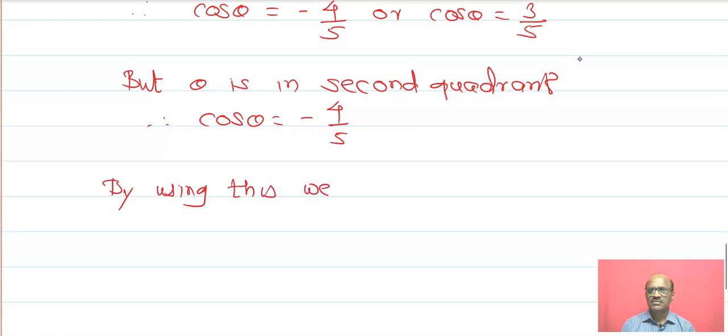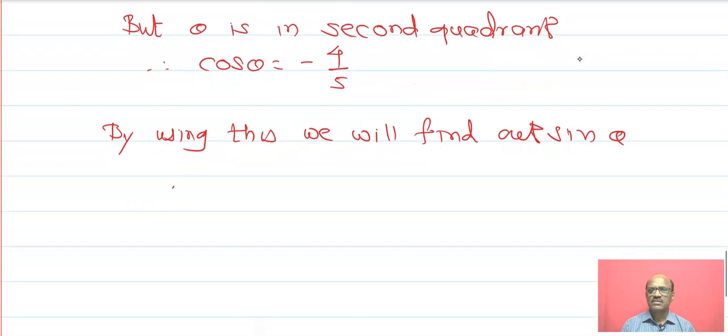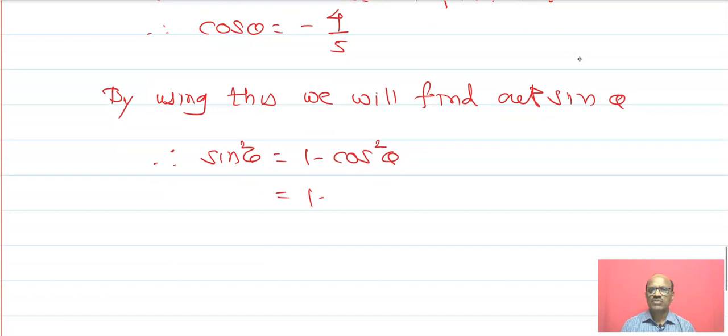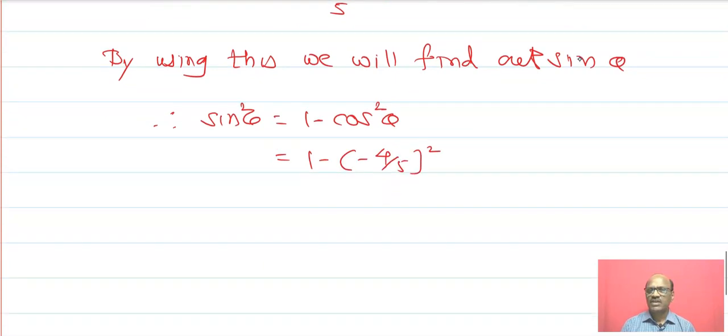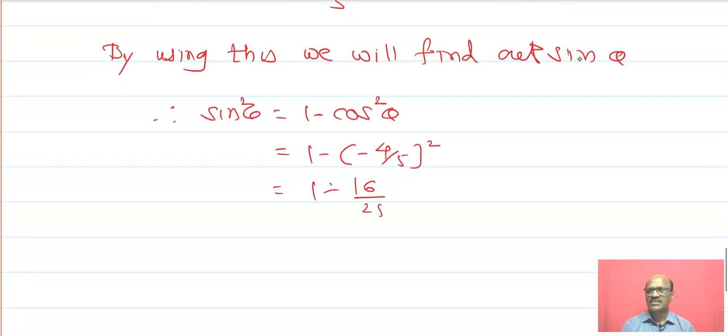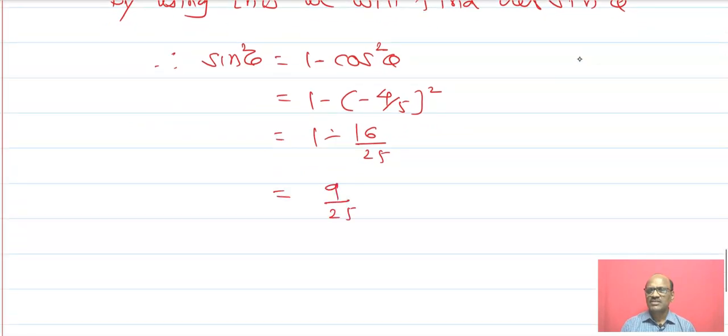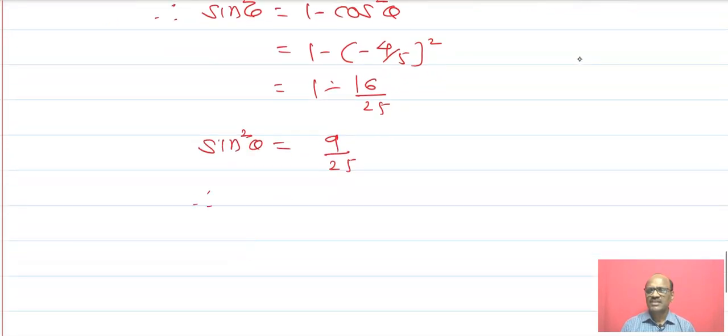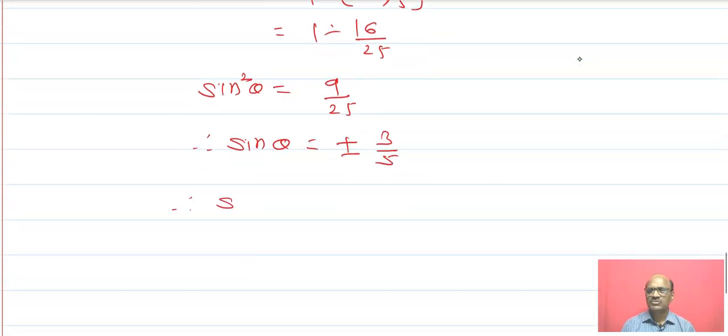By using this, we will find out sine theta. Sine square theta equals 1 minus cos square theta, that is 1 minus bracket 4 by 5 square, that is 1 minus 16 upon 25, so sine square theta is 9 upon 25. And that's why sine theta equals plus or minus 3 by 5. Therefore sine theta is 3 by 5.